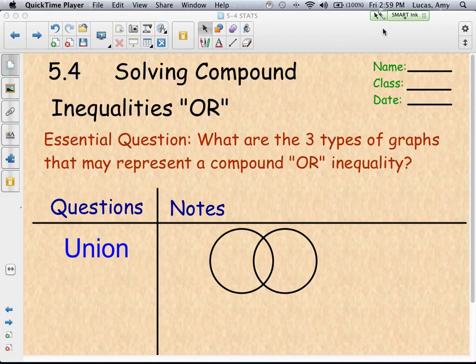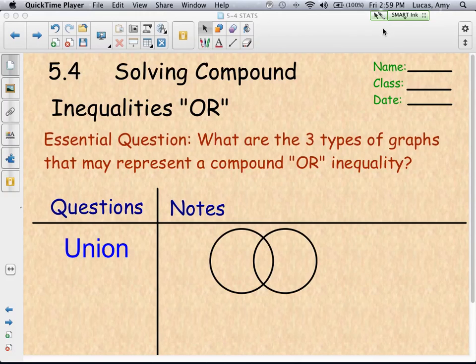Lesson 5-4, Day 2, Solving Compound Inequalities that are separated by the word or. What are the three types of graphs that may represent a compound or inequality? That's our essential question today.